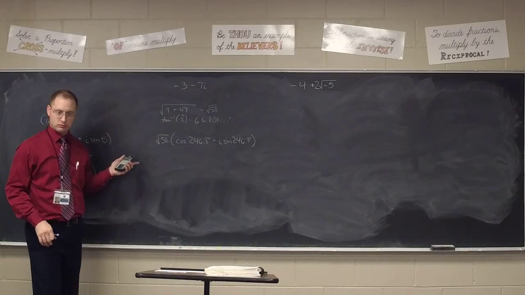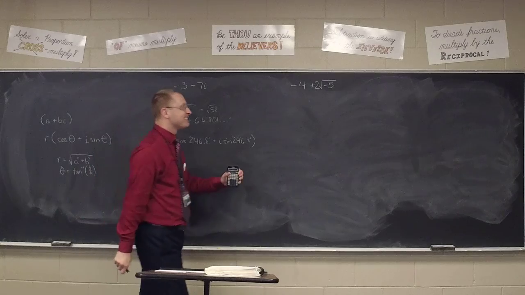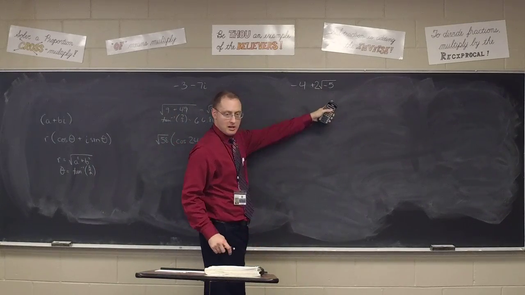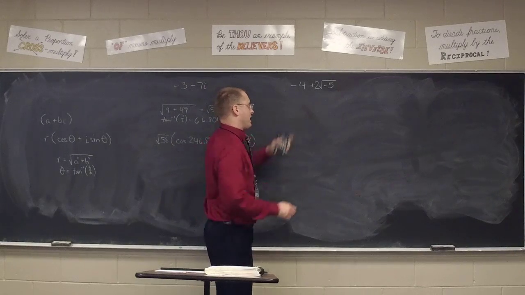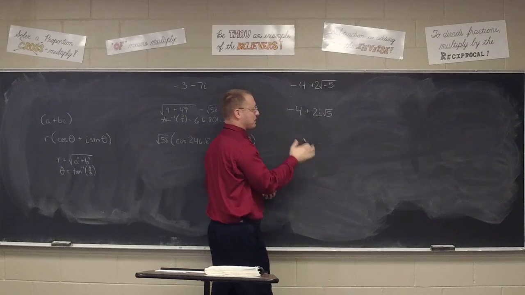How'd we do? Good? Quadrant. Forgot the quadrant again? Yeah. Okay, all right. As long as we learn from it. All right, here, it's not actually written in imaginary format yet. We need to pull out the I. So negative 4 plus 2I square root of 5. That's not really a big deal, but there we go.